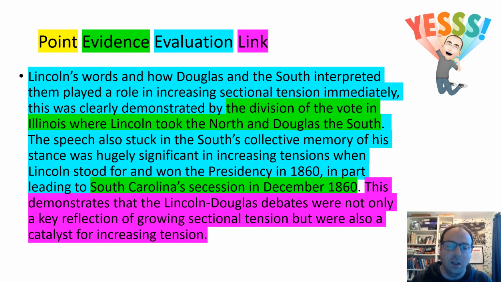This demonstrates that the Lincoln-Douglas debates were not only a key reflection of growing sectional tension, but also a catalyst for increasing tension. And that would then fit my argument in this bit, which would be that the Lincoln-Douglas debates do play a really important role. Not only did they show that there was sectional tension, because essentially you've got representatives from in part the two sides, but also these debates had real life consequences, which meant tension was much higher. In particular, when Lincoln two years later becomes president.